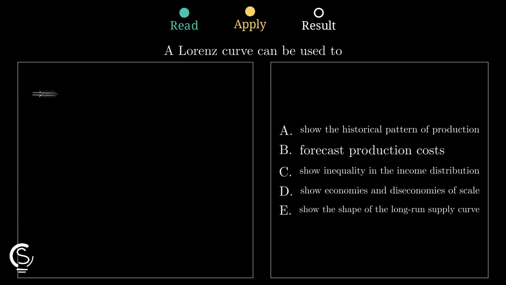Next, we analyze the income distribution data by comparing the actual curve to a straight line of perfect equality. This visual gap shows us how much wealth is concentrated elsewhere.